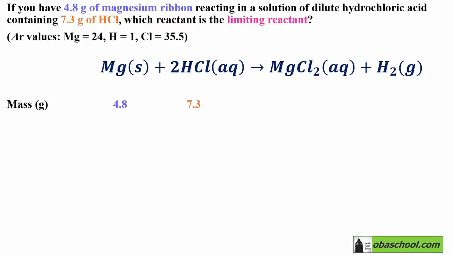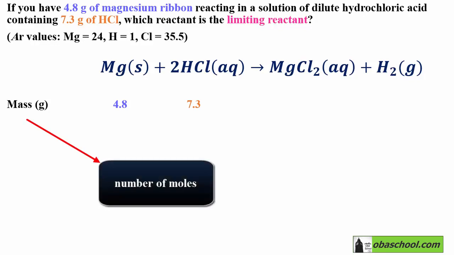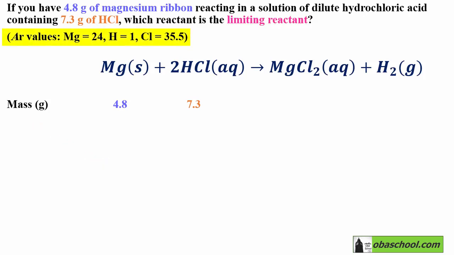In questions like these, you have to be working with the number of moles and not the masses. Pay attention to this point. We are also given the relative atomic masses. So the relative atomic mass of magnesium is equal to 24 and that of HCl is 36.5. How did we know that it's 36.5? So we will add up the relative atomic mass of hydrogen and that of chlorine. 1 plus 35.5 is 36.5.